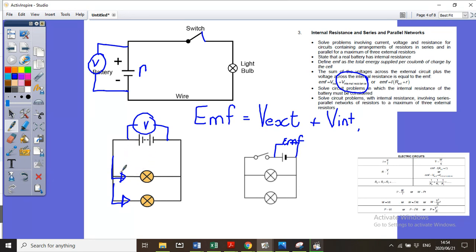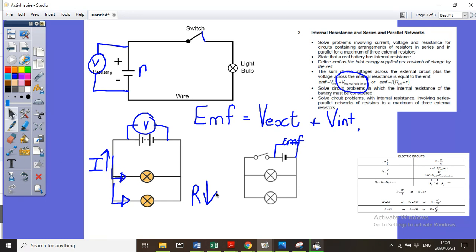So now what's going to happen is in my current, because my resistance is going down, I'm making it easier for the electrons to flow. The more things I connect in parallel, the easier it is for the electrons to flow. So my resistance is going down. And because my resistance is going down, and you can calculate that with maths, but you can also reason it out, the current is going to go up.